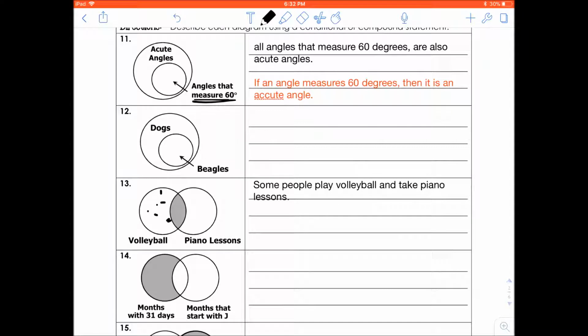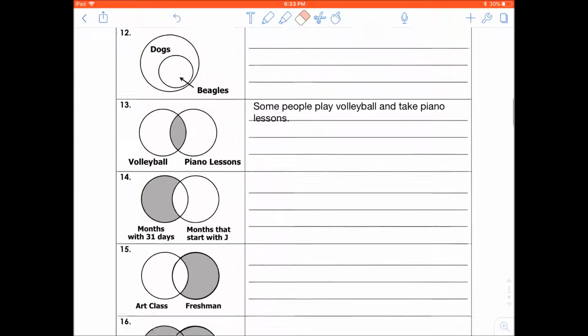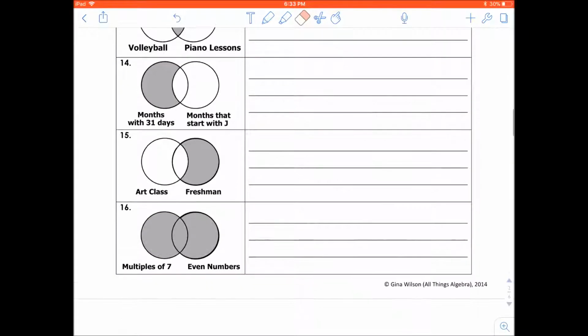We can't say if you play volleyball, then you take piano, because not everybody over here in volleyball takes piano. And we can't say if you play piano, then you play volleyball, for the same reason. But we can say some people play piano and take volleyball. So if we look back up, is that one of the keywords, some? Yeah, some, sometimes. That's what we're going to need a lot when we make statements about pictures like that.